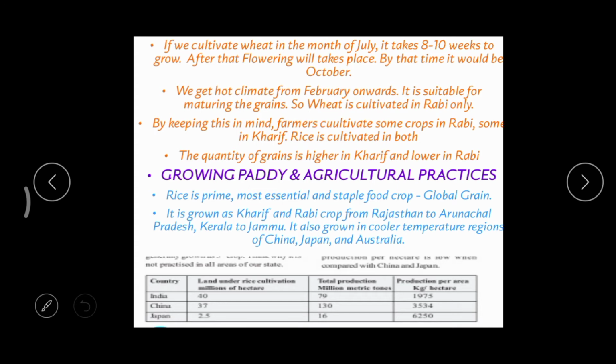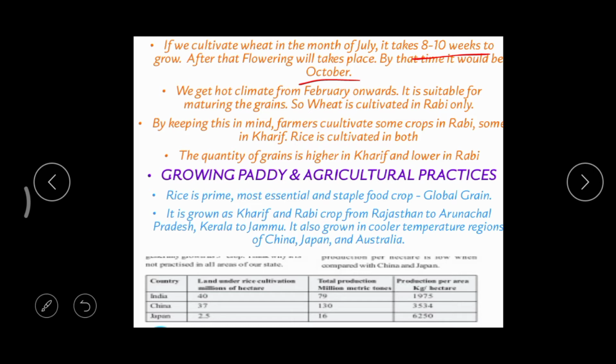If we cultivate wheat in the month of July, then what happens? To grow for a certain period, how much time does it take? There are 8 to 10 weeks. Okay, so the growth period takes place up to 8 to 10 weeks, and after that time period, flowering begins. So to get flowering in wheat, it takes 8 to 10 weeks. But at that time, it would be October.